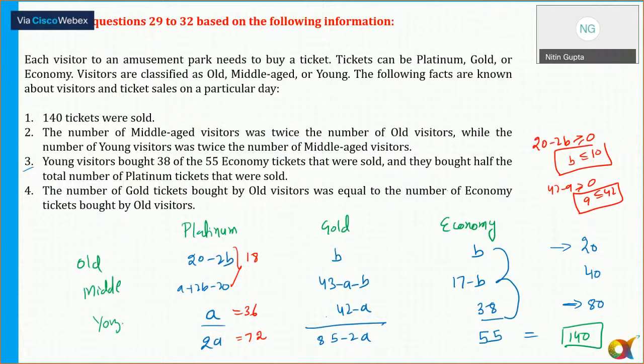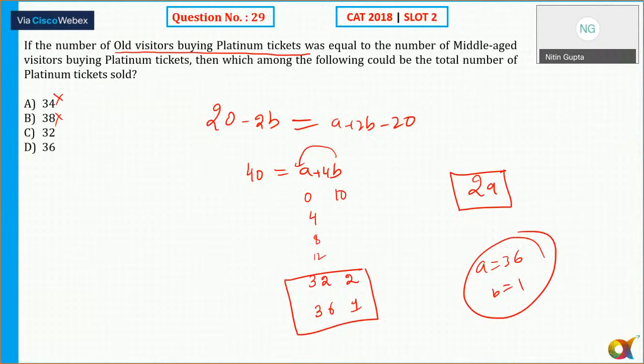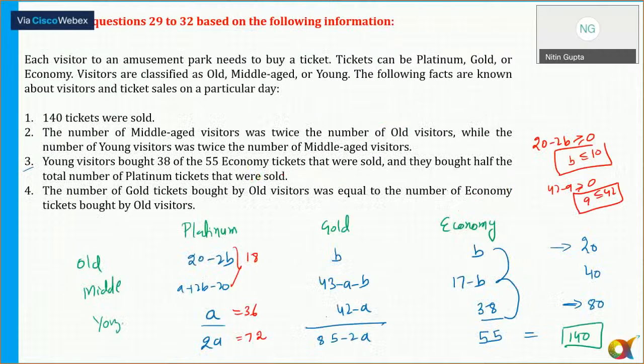20 minus 2 is equal to A plus 2B minus 20. So the equation is 20 plus 20 is 40, and 40 is equal to A plus 4B.